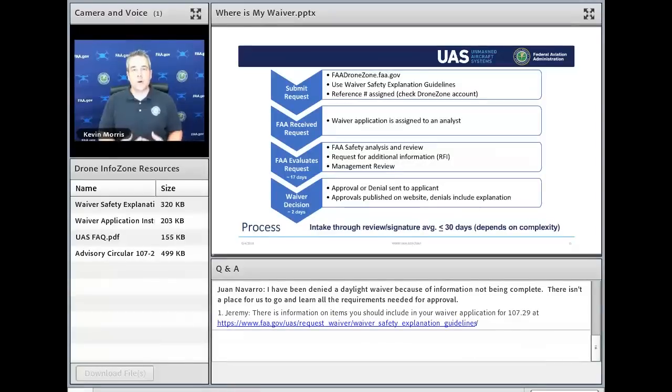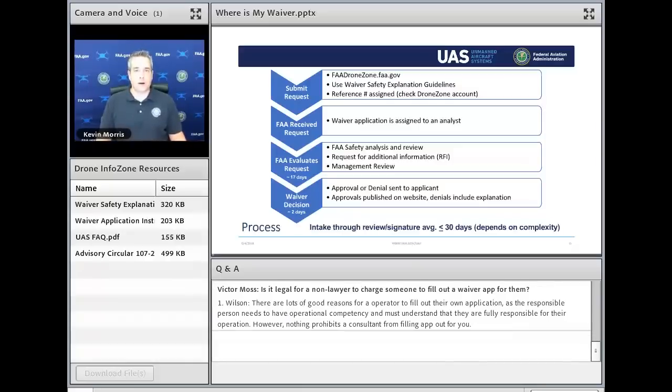That goes into the evaluation process. When we're looking at your waiver application, we're looking for your safety analysis, we review all the information, and at times we may request additional information from you. We call that a request for information, or RFI. A tip: if you receive an RFI from the FAA, respond to it as quickly as possible. RFIs that go unanswered for more than 30 days delay the waiver process significantly. So please be as responsive as you can if you receive a request for additional information.